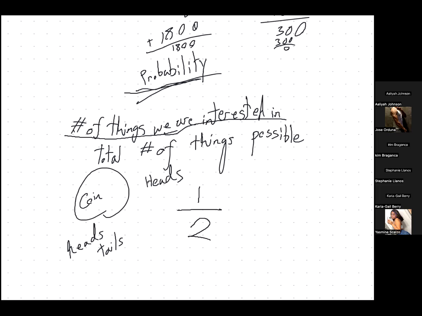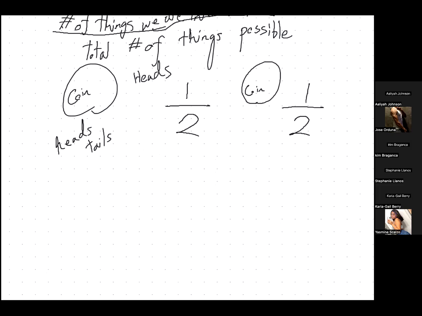So let's do another probability. Now let's say we've got a coin and we want to know what's the probability that it'll land on tails. Well, there's one tail and there are two possible things that can happen. It could be heads or tail. So it would be 1/2.